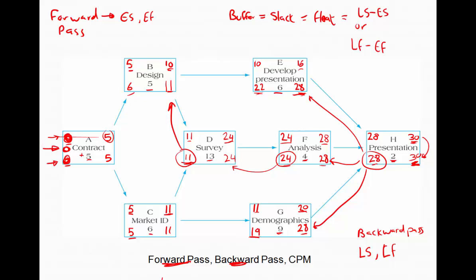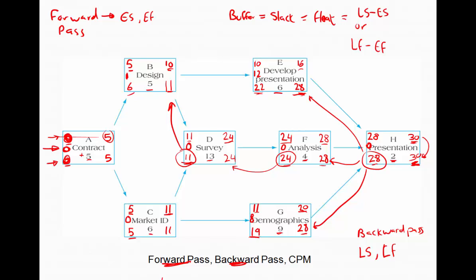Let's go up to activity B. Our float is 6, which is my late start, subtract 5, which is my early start, and that gives me a float of 1. Going down to activity C, 5 subtract 5 gives me 0. Over to activity D, 11 subtract 11 gives me a float of 0. Activity E, 22 subtract 10 gives me a float of 12 days. Down to activity F, 24 subtract 24 gives me a float of 0. Activity G, 19 subtract 11 gives me a float of 8. Over to activity H, 28 subtract 28 gives me a float of 0.